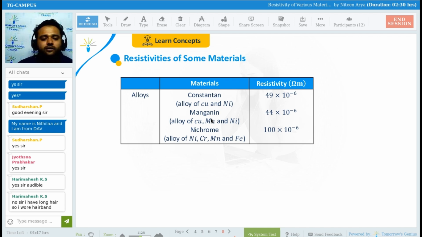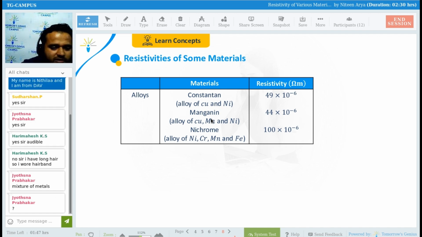What do you understand from alloy? Homogeneous mixture of metals. Mixture of metals. Yes. Mixture of metals and non-metals. There is non-metal in this. Copper, nickel. I don't think so. Okay. Nickel, chromium, manganese. One thing you are missing everywhere, every particular student, Kritika, Josna, Harimahesh.